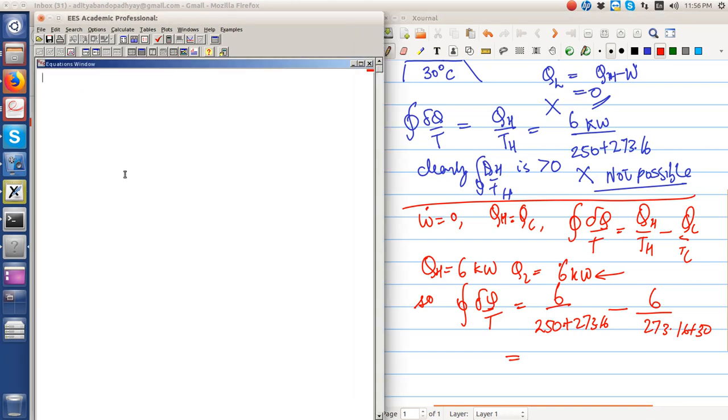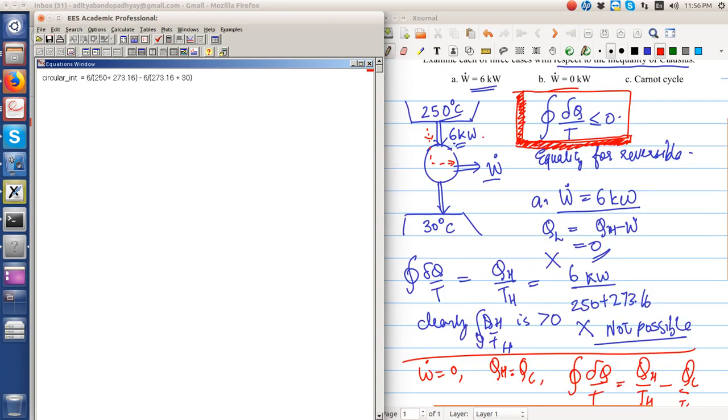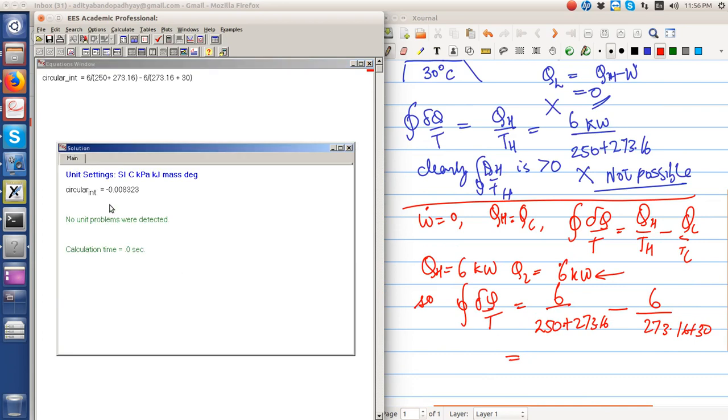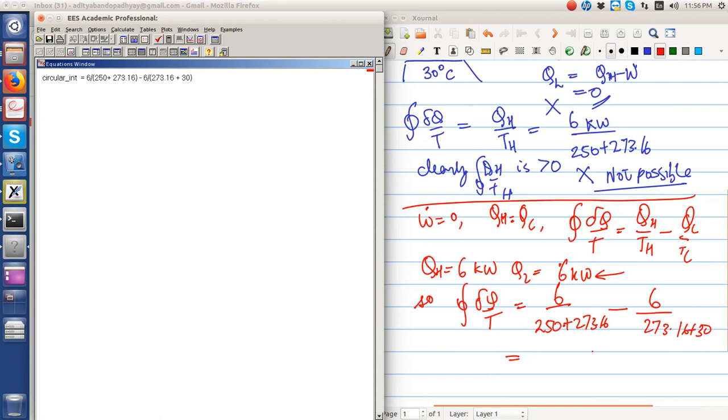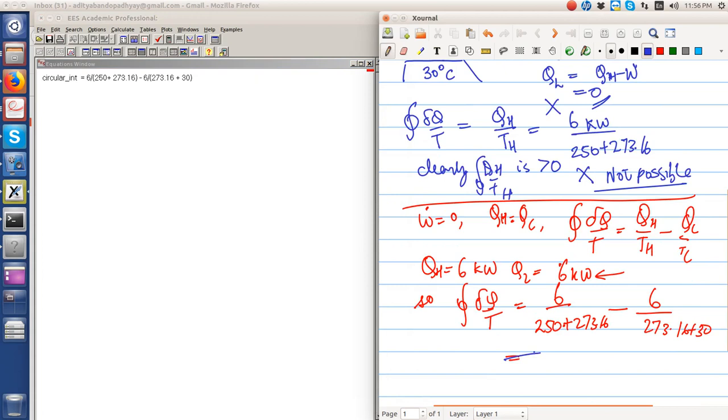Okay, so the value of this is equal to 6 by 250 plus 273.16 minus 6 by 273.16 plus 30. So the closed integral is less than 0, which means that this process satisfies the Clausius inequality.